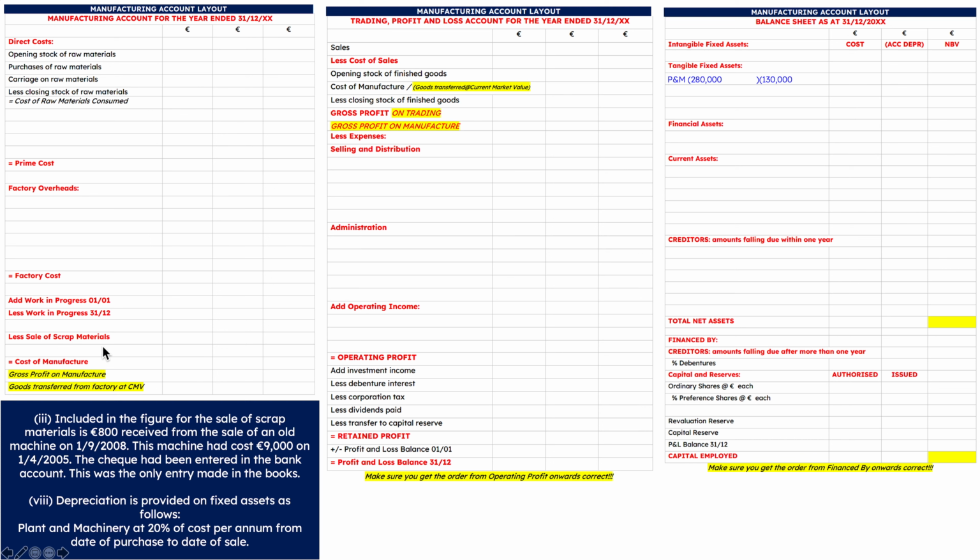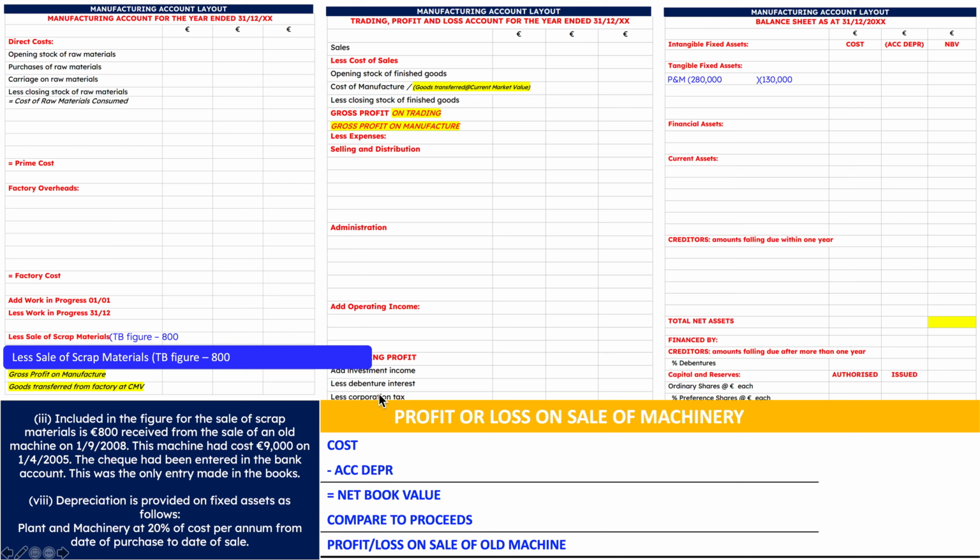So sale of scrap material, that was treated incorrectly because the proceeds from the sale of the plant and machinery went in here, and as you know, they're not the same thing. So we'll fix that by taking the 800 out of that. Then we'll work out the profit or loss on sale of machinery. So the machine had cost €9,000 back in 2005, but we need to work out how much depreciation was charged on that to date. So bought it on the 1st of the 4th 2005 and got rid of it on the 1st of the 9th 2008.